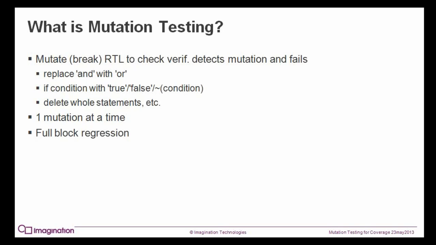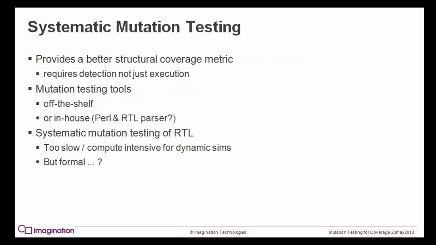And what you do is take an individual mutation, just one at a time, and then run a full block regression on that. So basically, you run all your properties, and one of those should fail if you've verified correctly. Systematic mutation testing means that you go through every single mutation one at a time, and that's what I mean by getting structural coverage throughout the structure of the RTL.